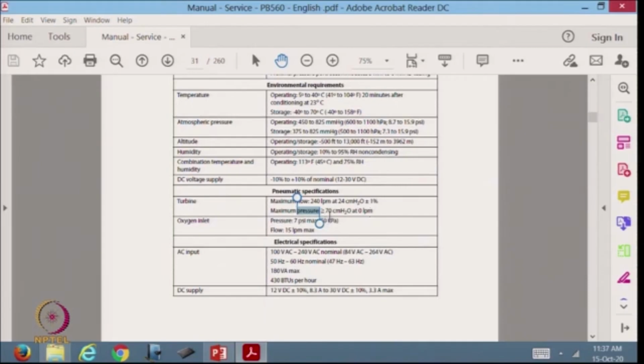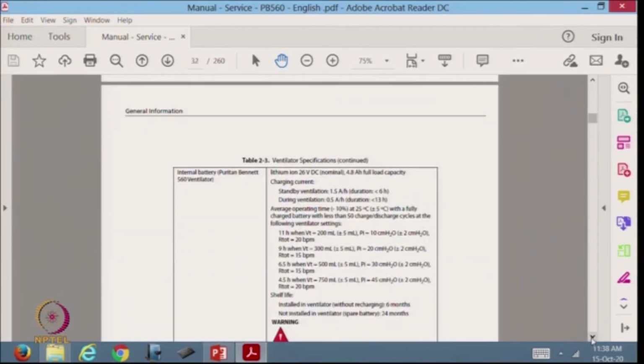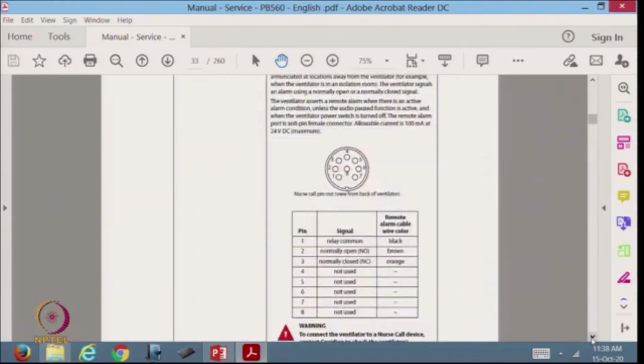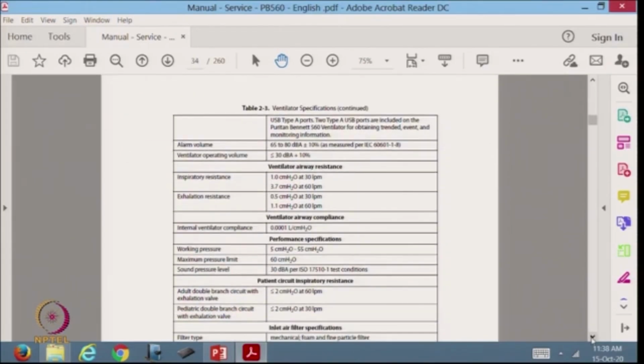Maximum pressure is more than 70 centimeters of water at 0 liters per minute. So, when you have shut it off completely, this is the pressure it gives. DC supply 12 volt DC plus minus 10%, 8.3 amperes to 30 volt DC plus minus 10%. So, it is telling us how much power it will consume. Then there are specifications on the internal battery, of how many hours it will work, and then specifications about what it does. It has to supply air or a mixture of air and oxygen, and this is what it says.